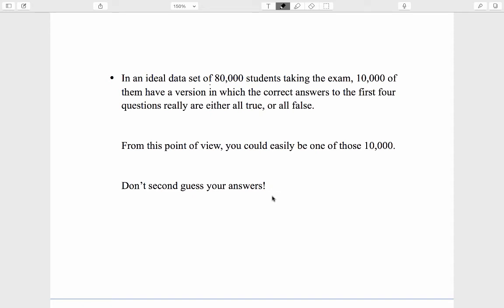So what's the conclusion? If you really think that the first 4 answers really are true, or that the first 4 answers really are all false, don't second guess your answers. Leave them the way they are.